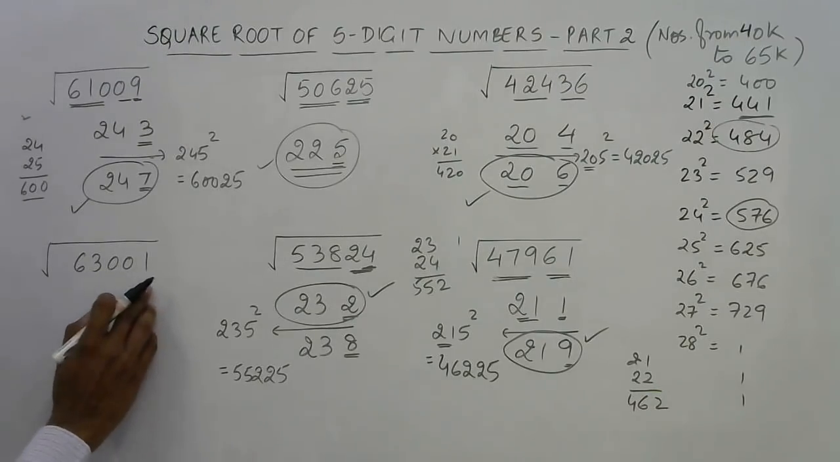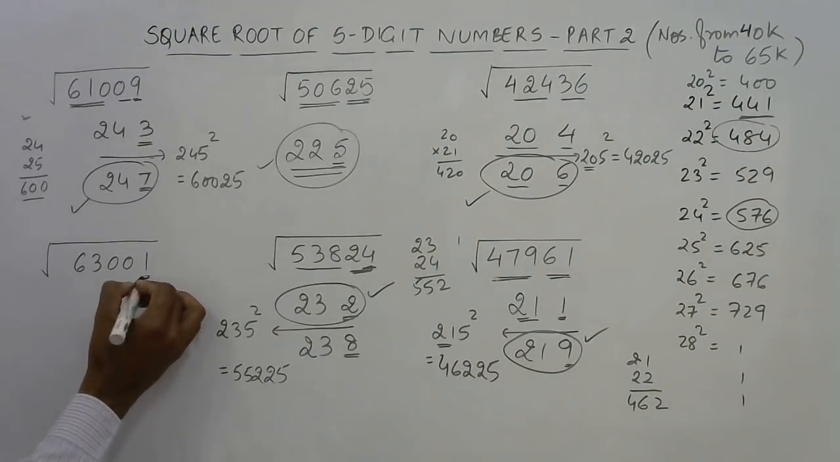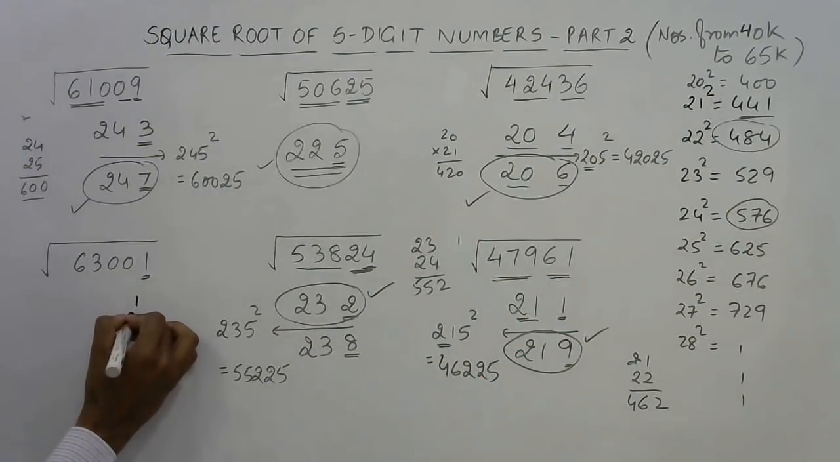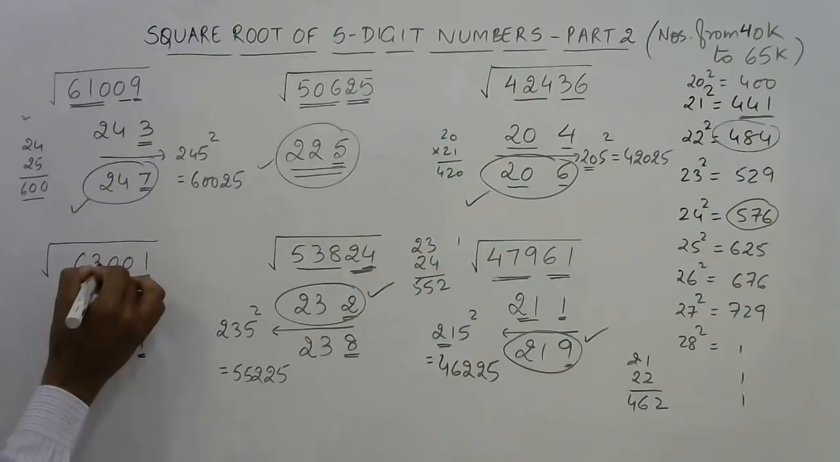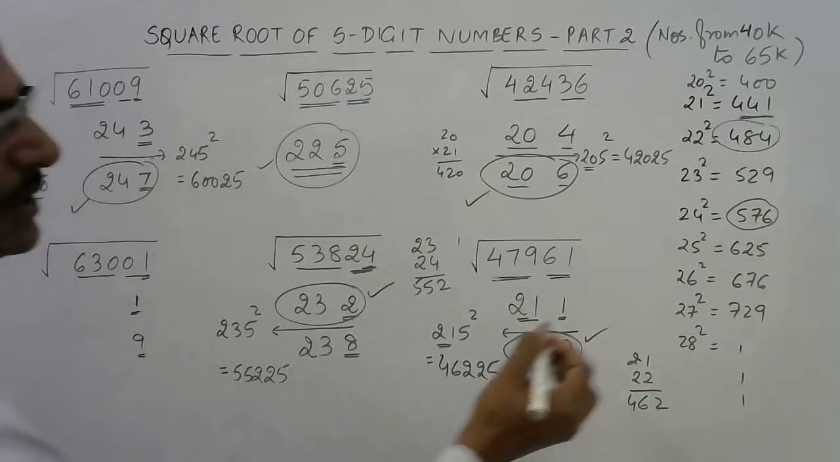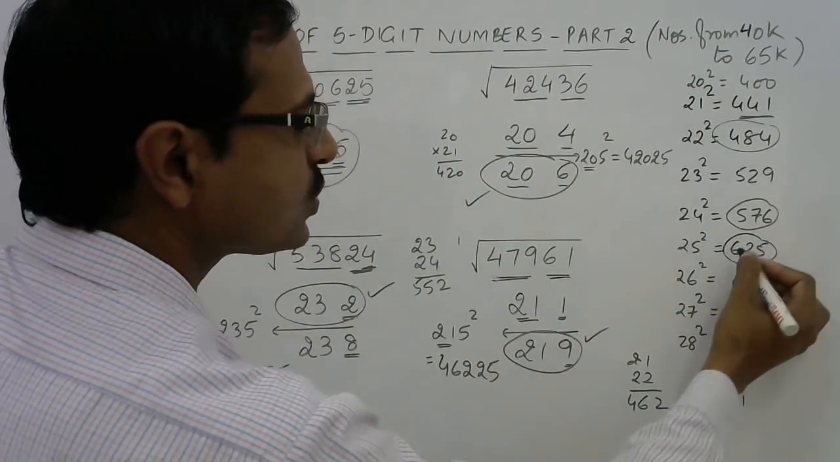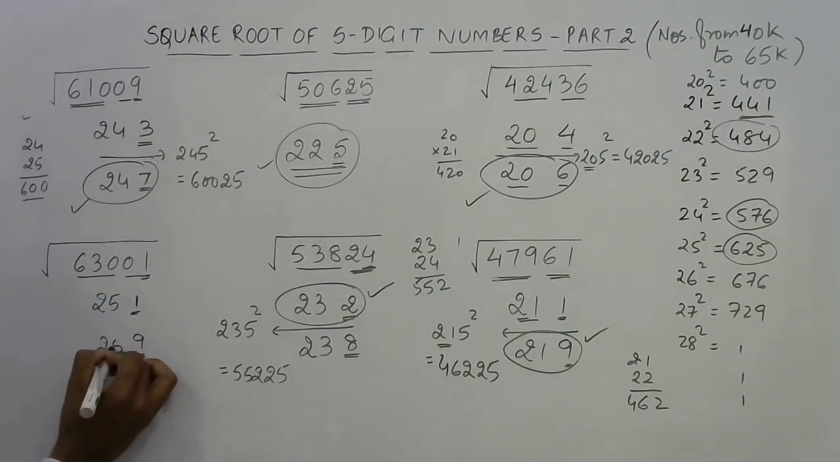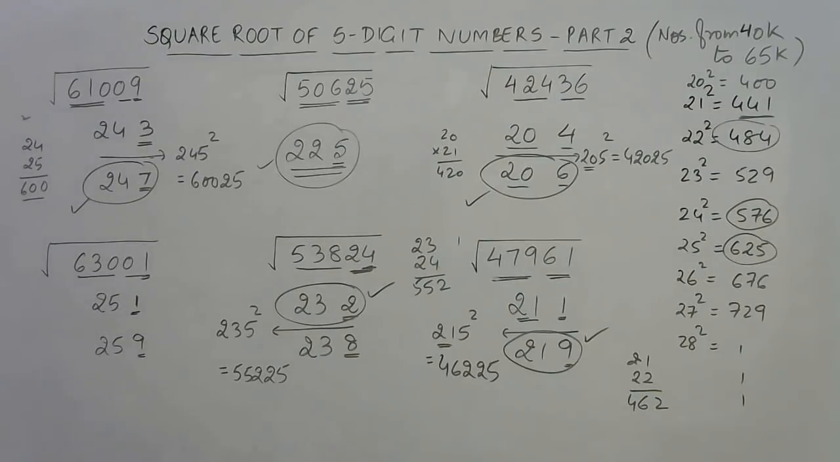Finally, we have 63001. See, ending with 1. Just like in this case, 1 and 9 are the possible unit places. And finally, 630. 630 is just more than 625. So 25 will come here. So 251 or 259, one of them is our answer. How do we find that?